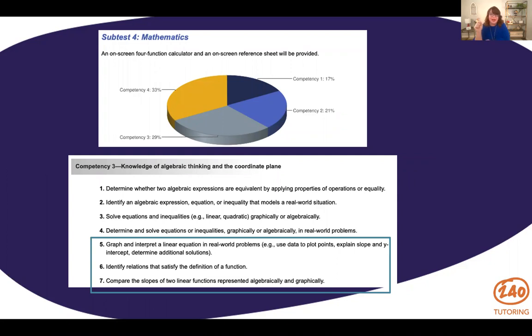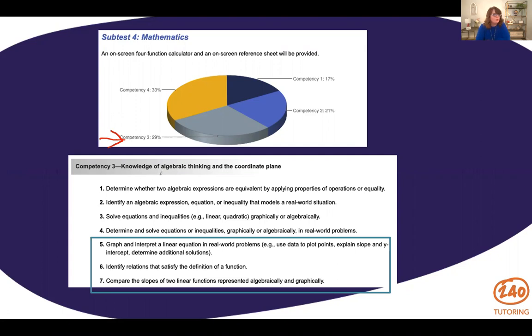So the math GK is broken into 4 competencies. We've been working in competency 3. So let me turn on my pen. Right here, competency 3, which is 29% of your exam. And this is what I refer to as kind of the scary competency.